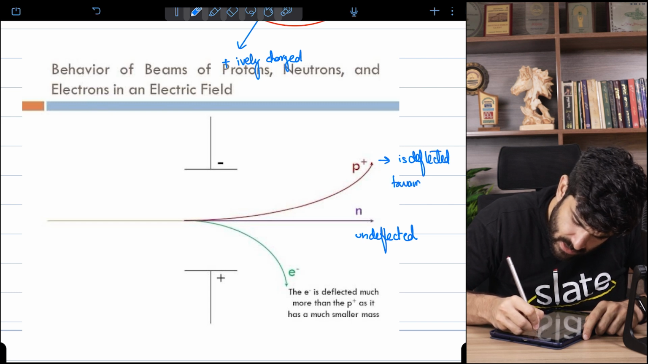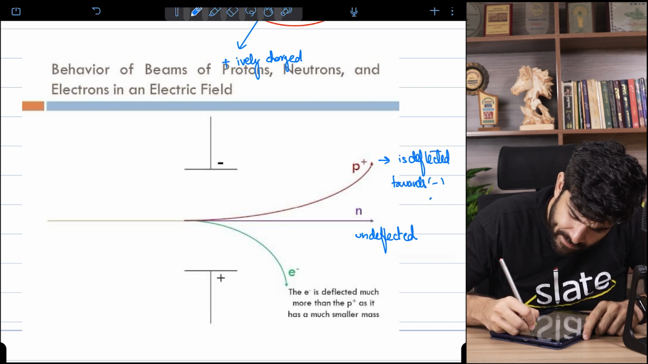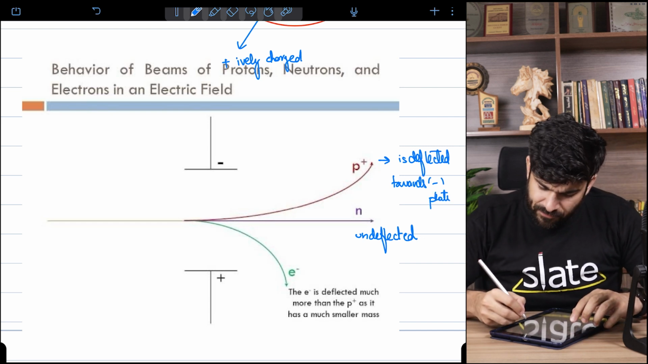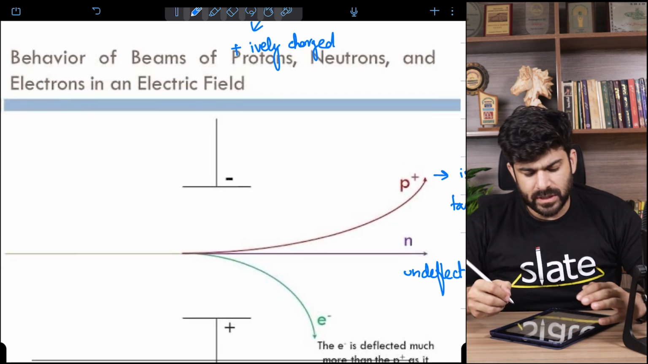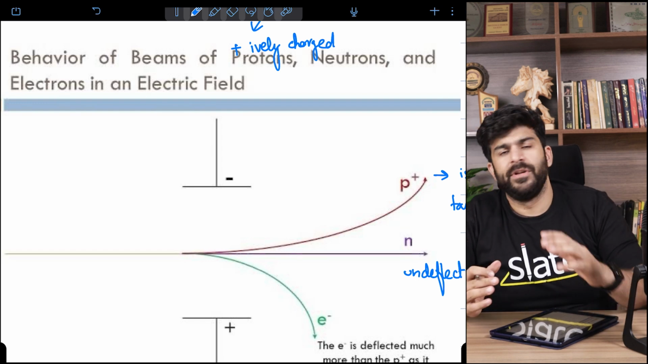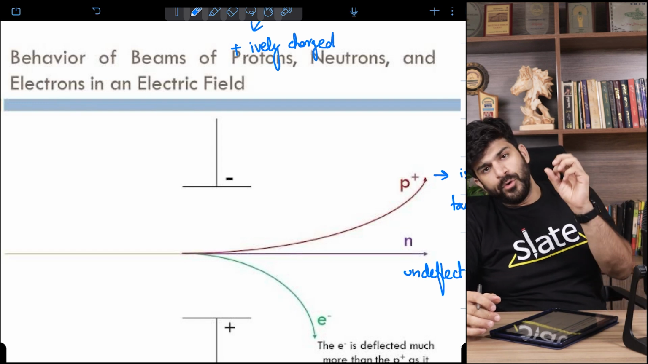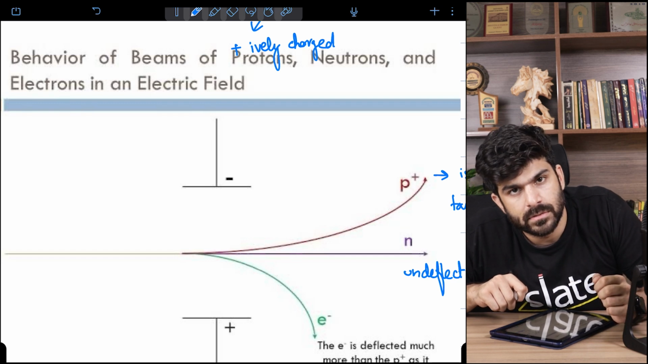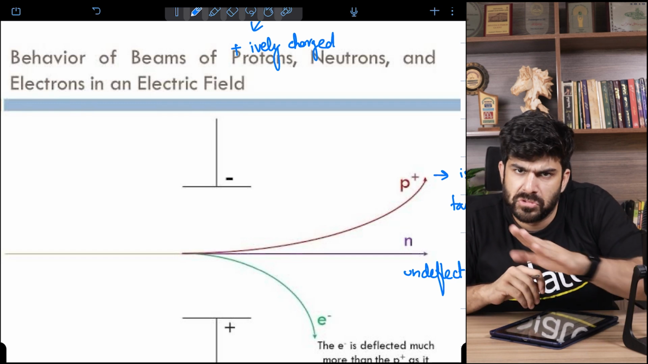But the proton is deflected towards the negative plate, right? Because it's positive in charge. An electron is deflected towards the positive plate. We know that's the charge. But if you notice one thing, the electron is turning beforehand and the proton is turning later.